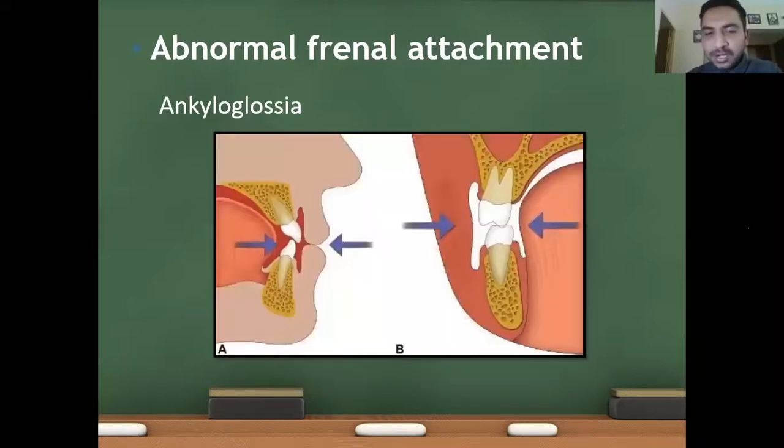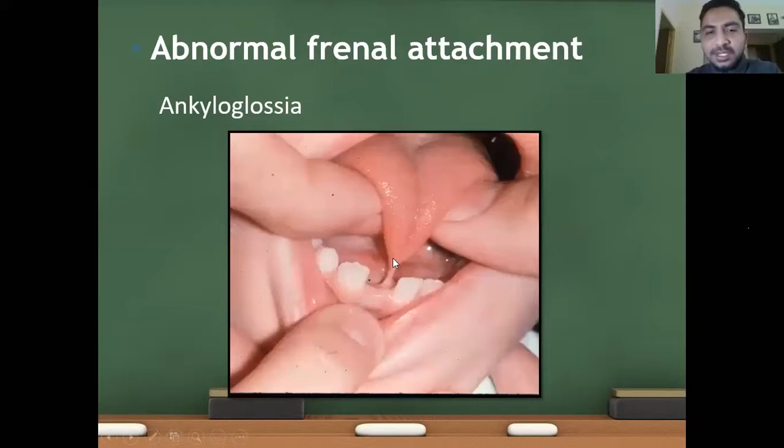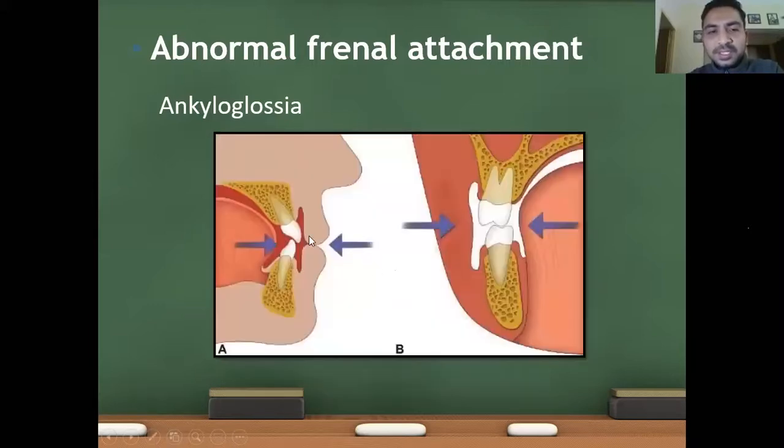The abnormal frenal attachment of the tongue can lead to another malocclusion, that is the crossbite. As you can see here, whenever there is ankyloglossia, the position of the tongue would be fairly low in the mouth. As the tongue is placed fairly low in the mouth, the tongue would not be applying force to the palate in the maxillary arch.